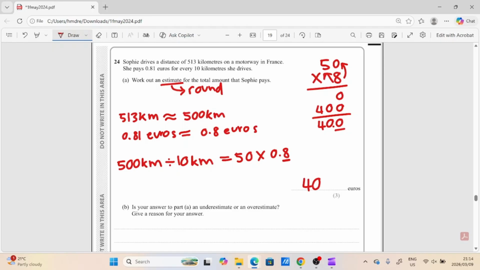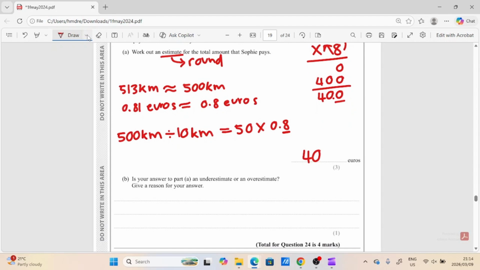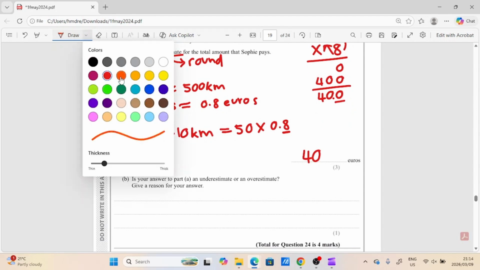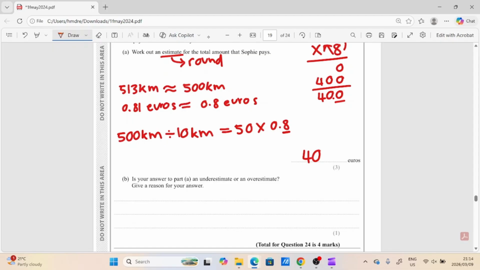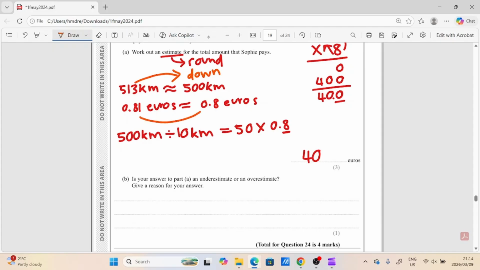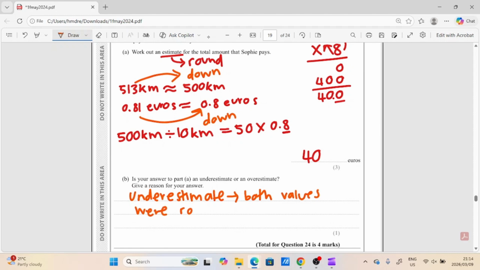Is the answer to part A an underestimate or an overestimate? So let's just see, in both cases we rounded. 513 to 500, we rounded down. 0.81 to 0.8, we also rounded down. So this is going to be an underestimate, because both values were rounded down.